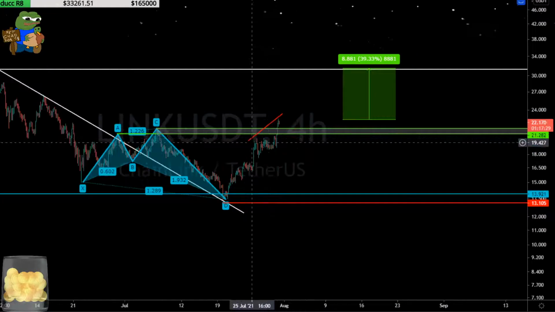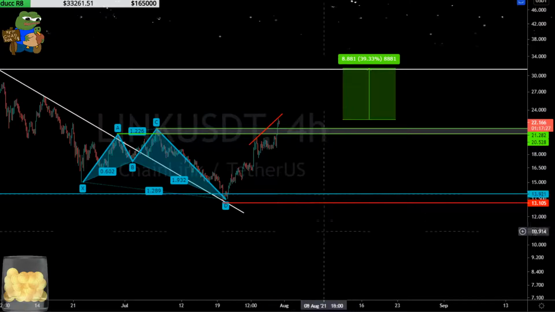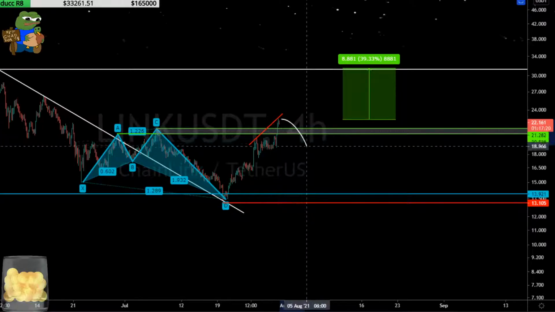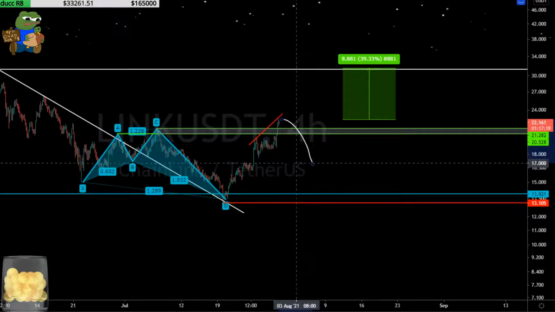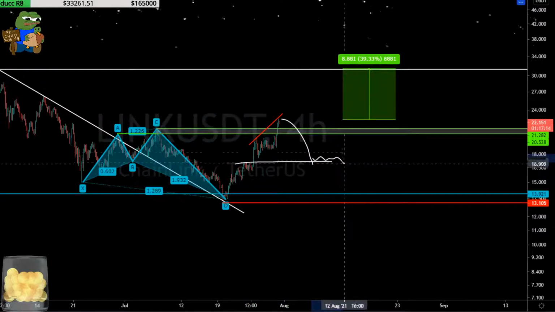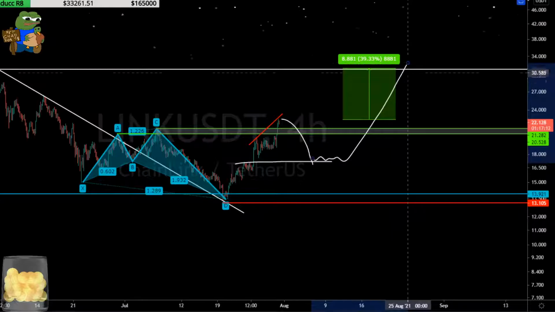So this is why you can get these little resets. You get this partial decline, okay, right to this square up area, and then you rally again, okay. So that's Link.